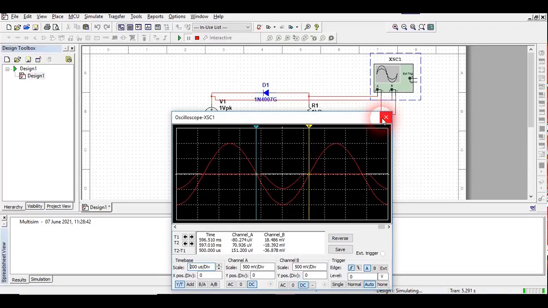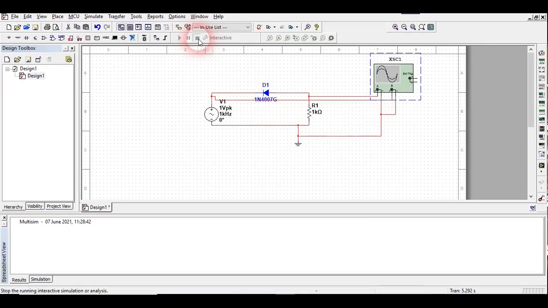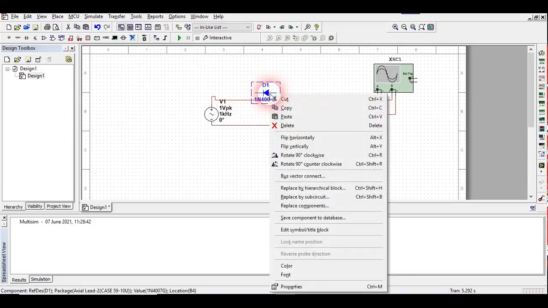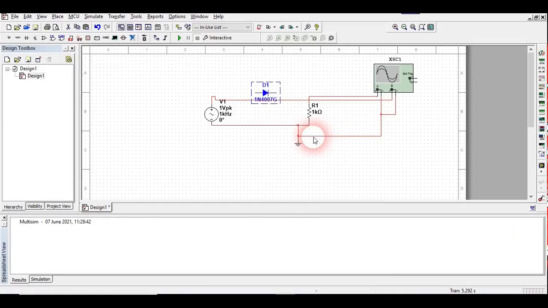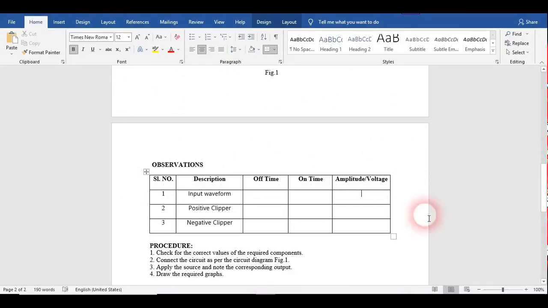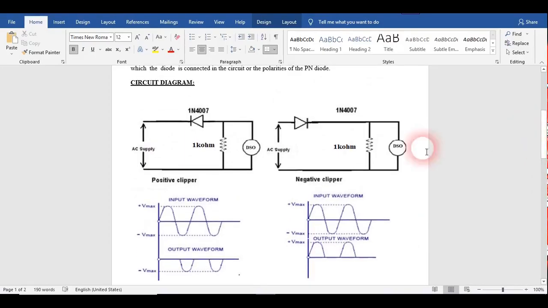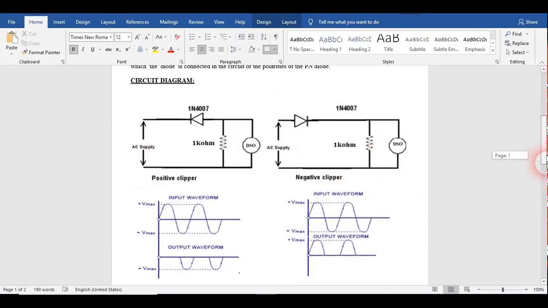I will show you how it looks. I'm going to close this one and close the simulation here also. Now I'm going to disconnect the connection from here and flip this diode horizontally. Now I'm going to connect it here and this portion to here. Now this portion would work as a negative clipper, so my second portion is the negative clipper. This would remove the negative half cycles.